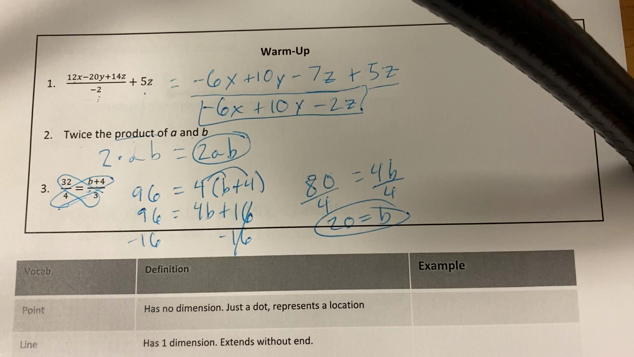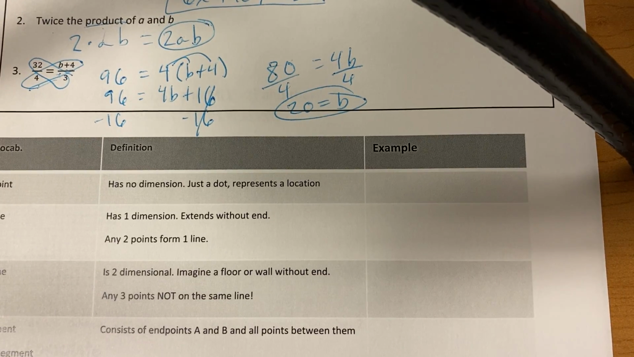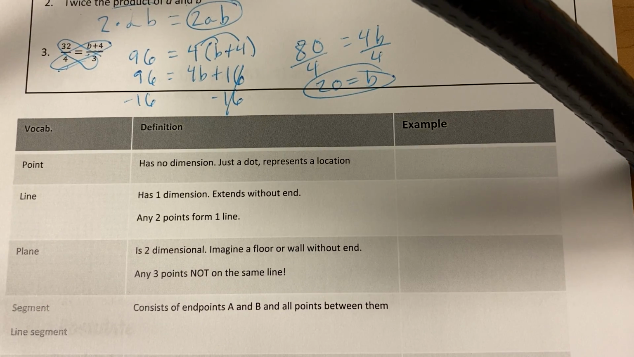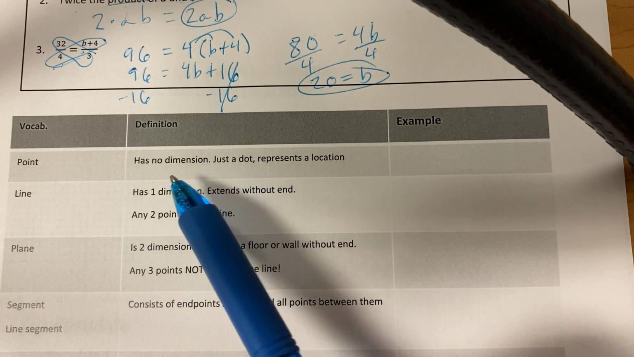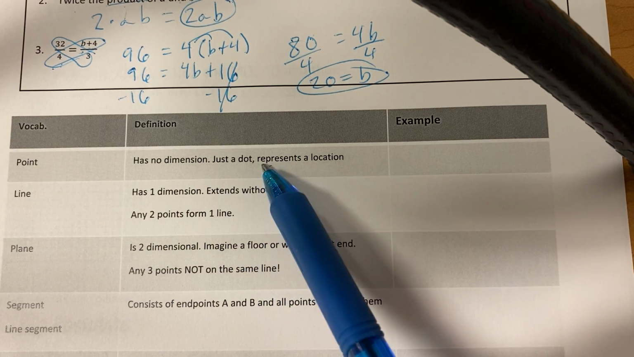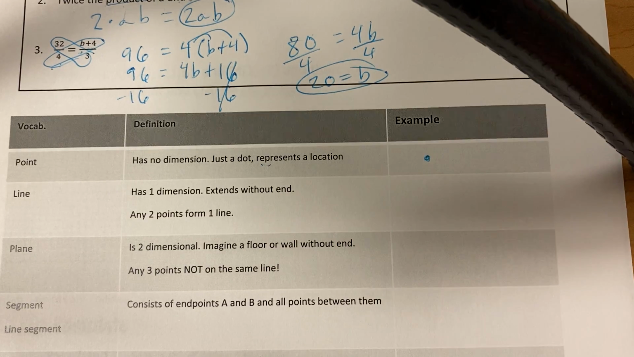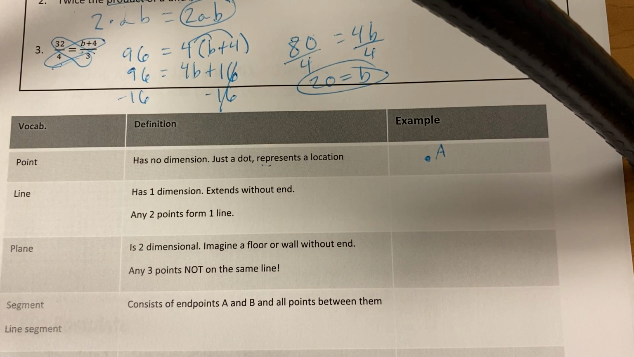All right, so that was just a little review. All right, so we're going to go into some definitions that are going to be important for geometry. So first definition is a point. Okay, a point has no dimension whatsoever. It's just a dot that represents a location. So an example of that would just be this. And then we usually label it with a letter, so I'm just going to use A. So that is a point.